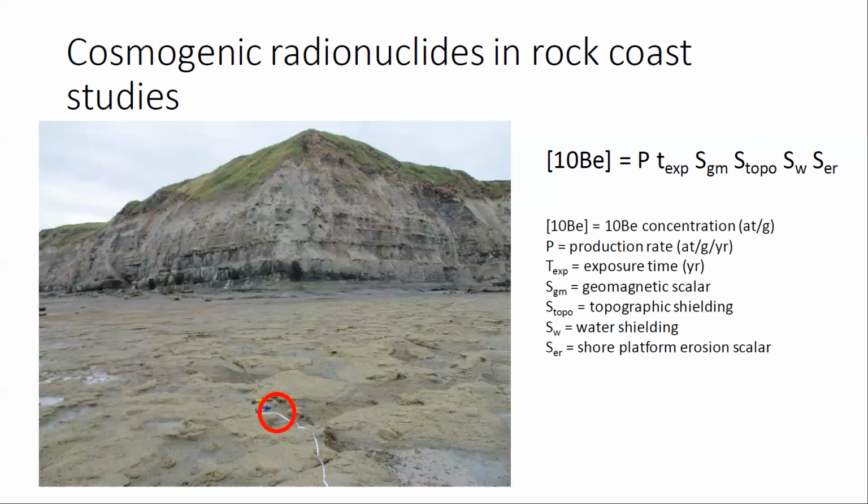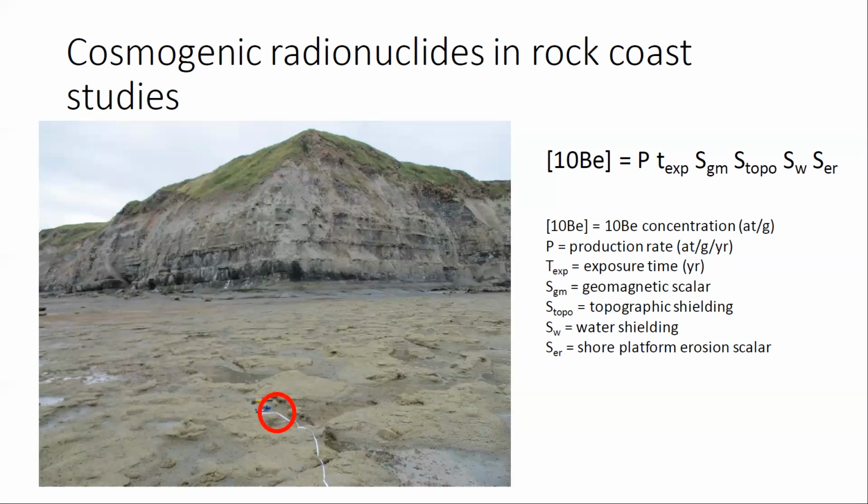Second, the longer the exposure time, the more atoms have accumulated. Third, the cosmic flux and consequently the production rate change through time depending on the geomagnetic field intensity. Fourth, we need to consider topographic shielding. The 4-atom production rate is for the surface that is unshielded.